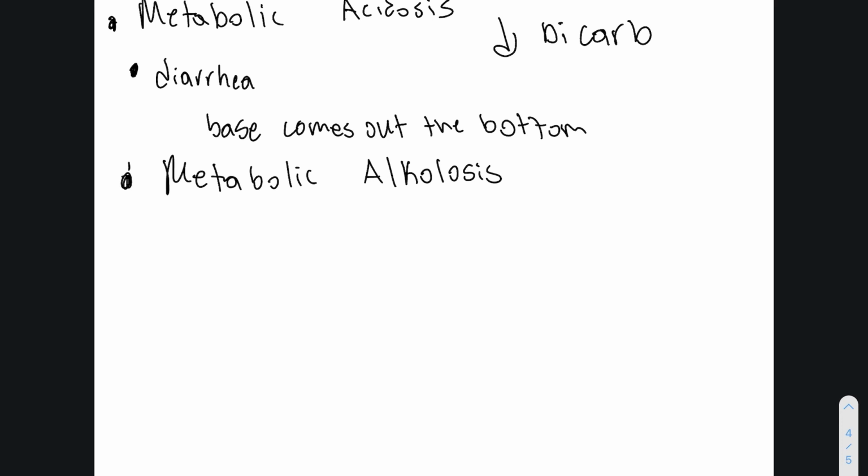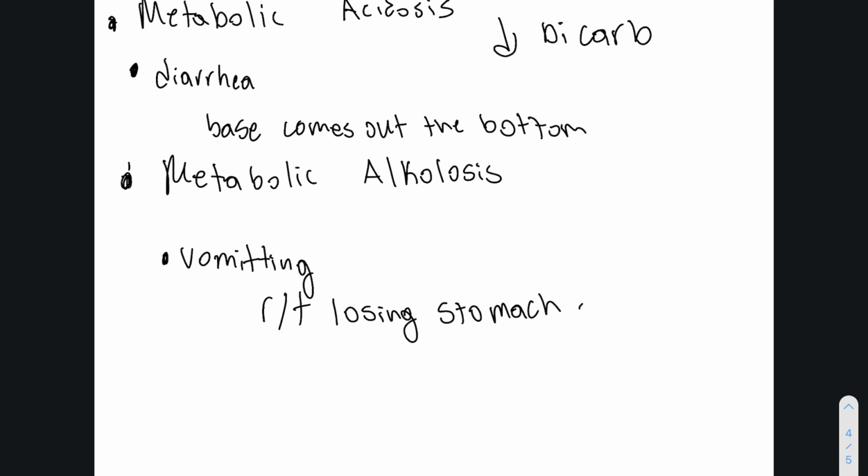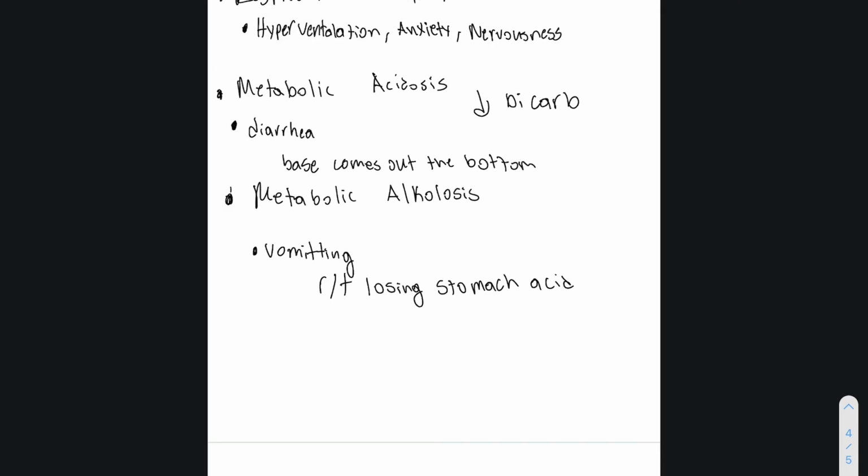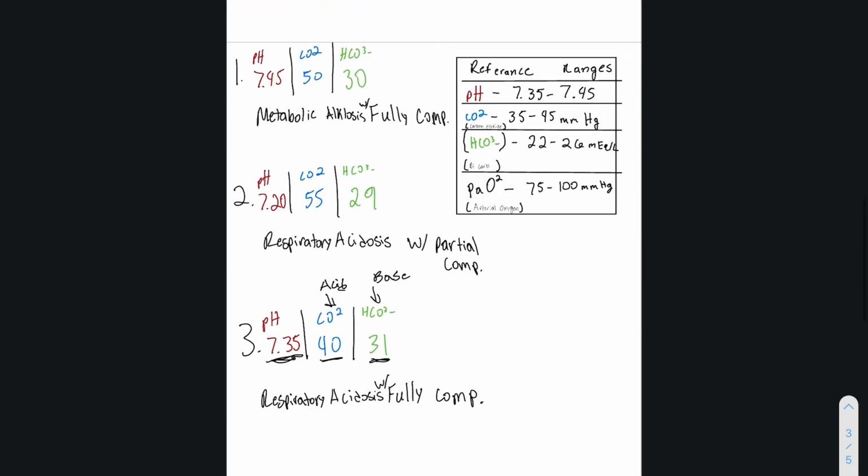And metabolic alkalosis. Now, this one's also pretty simple. Vomiting. And the reason vomiting causes metabolic alkalosis is because when you're throwing up, where does your throw up come from? It comes from your stomach, right? And this RT means related to. So you're losing stomach acid. So once you lose a bunch of acid, just like when you breathe too fast, you're going to be in an alkalotic state. Okay? So there is a good comprehension of ABGs.